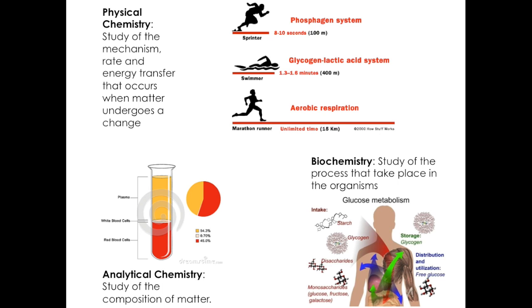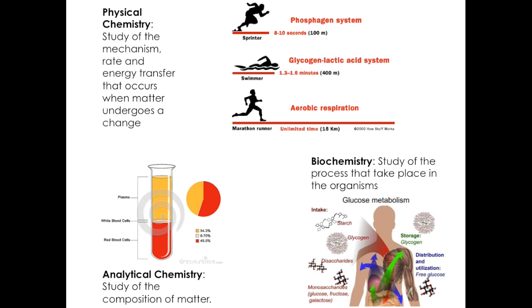Physical chemistry is the study of the mechanism, rate, and energy transfer that occurs when matter undergoes a change. In here, for example, if you are running, swimming, or sprinting, the mechanism and rate of energy is explained by physical chemistry. Analytical chemistry is the study of the composition of matter. In this case, we have blood, which is divided into plasma, white blood cells, and red blood cells.